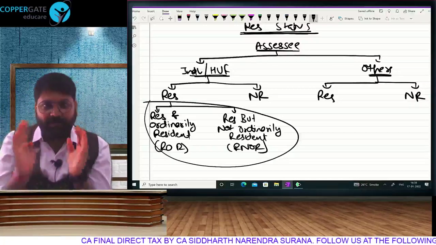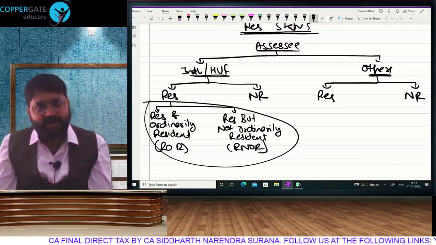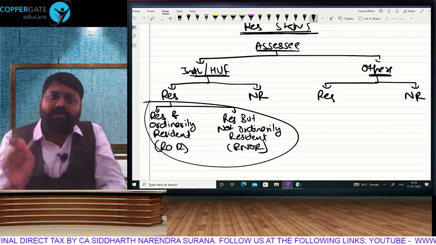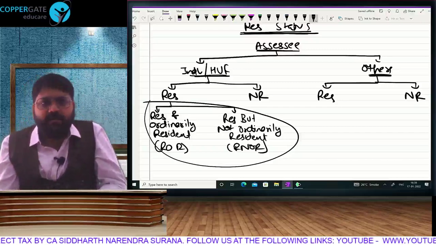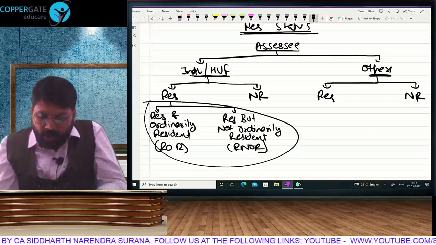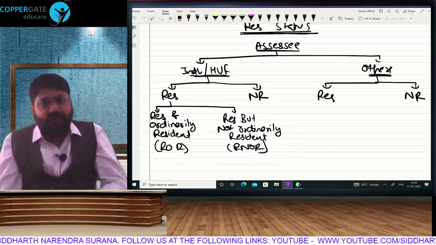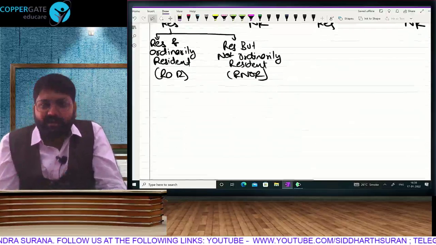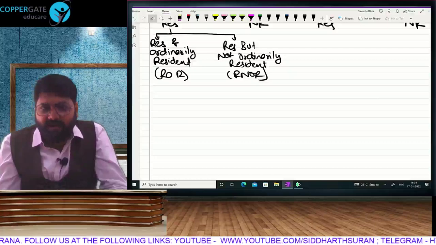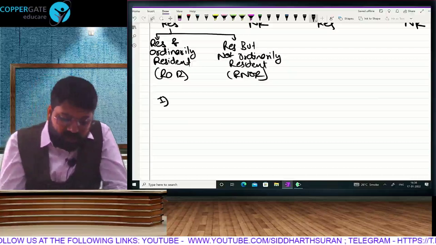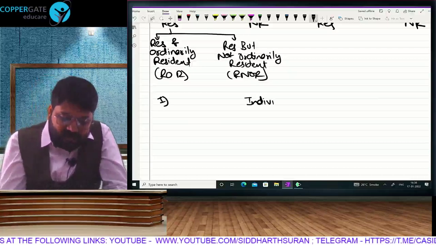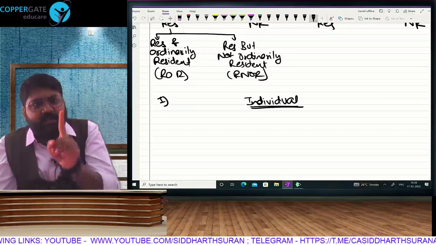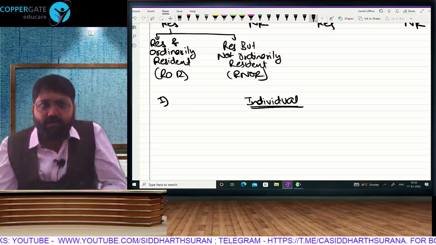And do we already know the purpose behind classification of resident and non-resident? Resident will be paying tax on global income, non-resident will be paying tax on Indian income. Because the rules are different for different assessees, we will have to learn this one by one, assessee by assessee. The first assessee for which we will be learning residential status is going to be individual. Individual means natural person, human being. We all know the meaning.